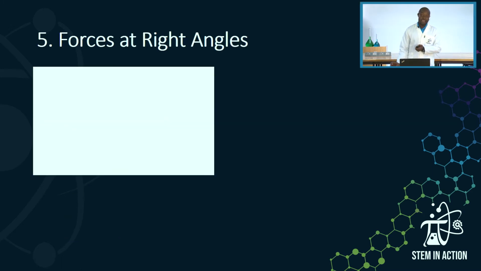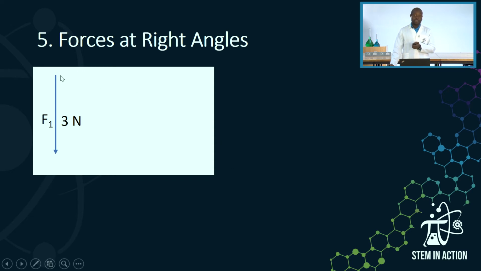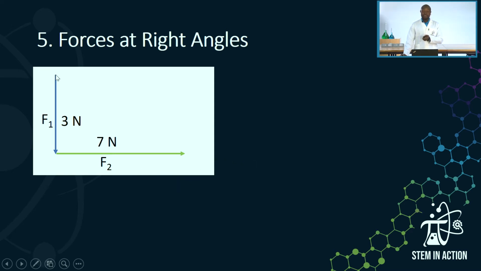The direction of our F net is to the left. Now, when our forces are at right angles, like in this case, we've got our F1, which is pointing downwards, and our F2, which is pointing to the right. And our F net is going to be a vector that starts where F1 started and ends where F2 ended. So this is going to be our F net. And as we can see, we have got a right-angled triangle.